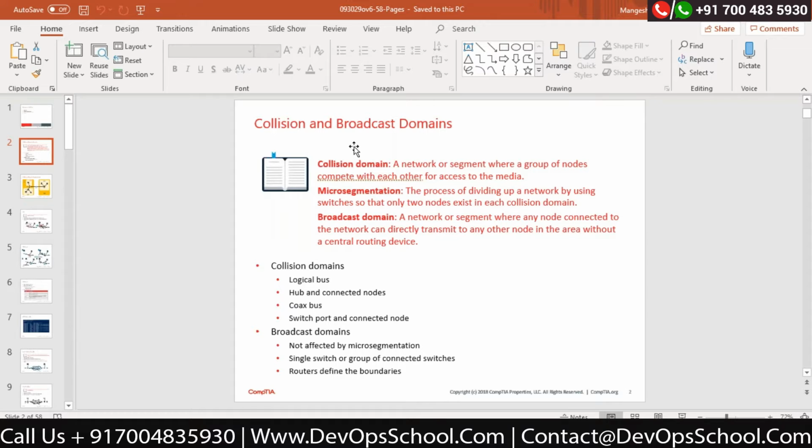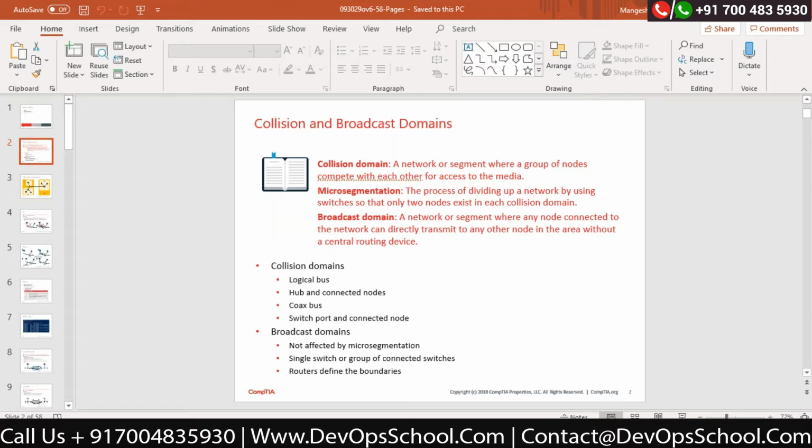Now, a network means a small group of computers, a small group of devices. Within that particular network, I will consider the entire network to be a single collision domain. Within this collision domain, within this local area connection, I would be able to access the data and share the data.